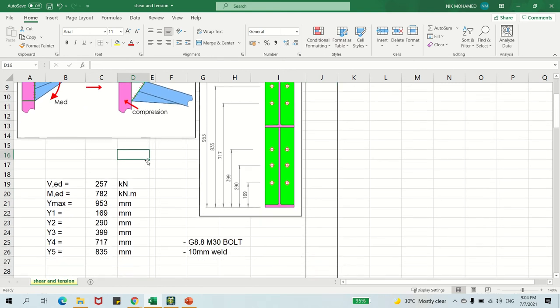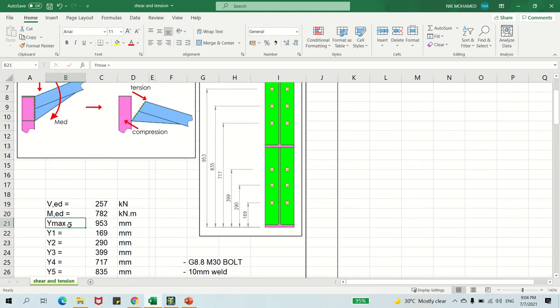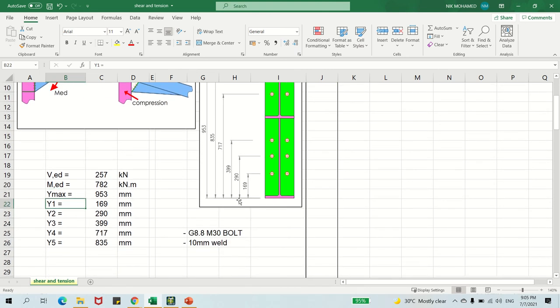Okay, so let's take a look at the parameters. First is the shear force, which is 257 kilonewton, and then we have the bending moment value, which is 782 kilonewton meter, and then we have the Y max. Y max here is the value of the lever arm for the bolt to be rotated. The lever arm maximum is the value from the pivot point, which is the point of the rotation, until the center of the bolt. So this is the value Y max, 953, and then we have Y1, Y2, Y3, Y4, and Y5.